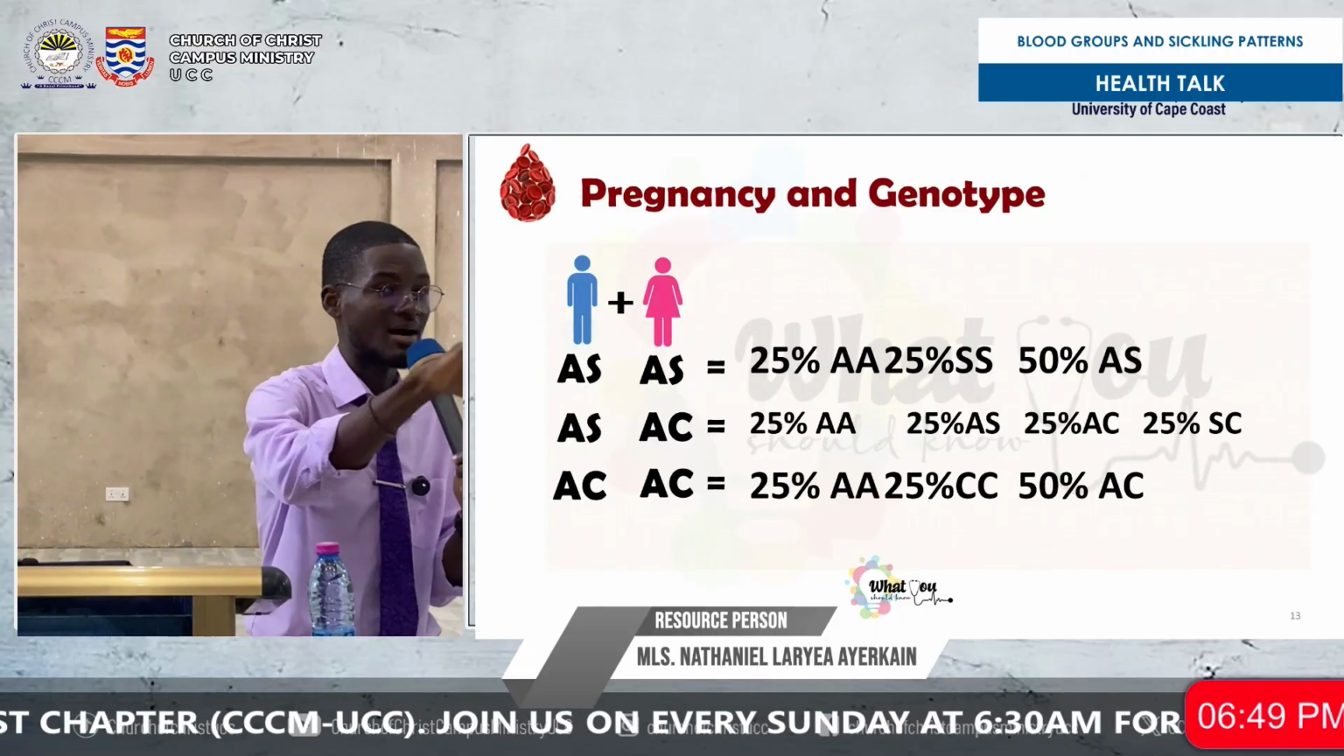So, for a couple where one is AS and the other is also AS, for each pregnancy there is a 25% chance of them having a normal child, AA. There's a 25% chance of them having a sickler, SS. And there's a 50% chance of them having a carrier. And when you tell them this, they start smiling. If you ask them why, they tell you at least 50% a carrier, it's better odds, it's over 2.5.